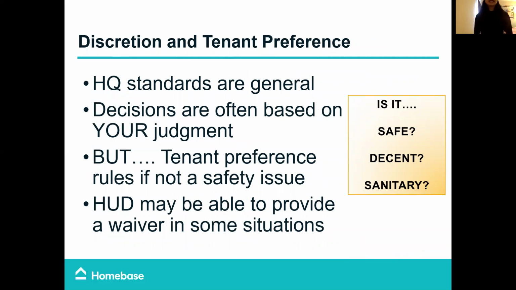As I mentioned, HQS standards can be general and vague, so a lot of times decisions will come down to your judgment and discretion. If it is not a matter of safety, then tenant preference rules. You want to respect the individual's self-determination. If a unit would fail for a reason related to tenant preference, HUD may be able to provide a waiver in some situations.